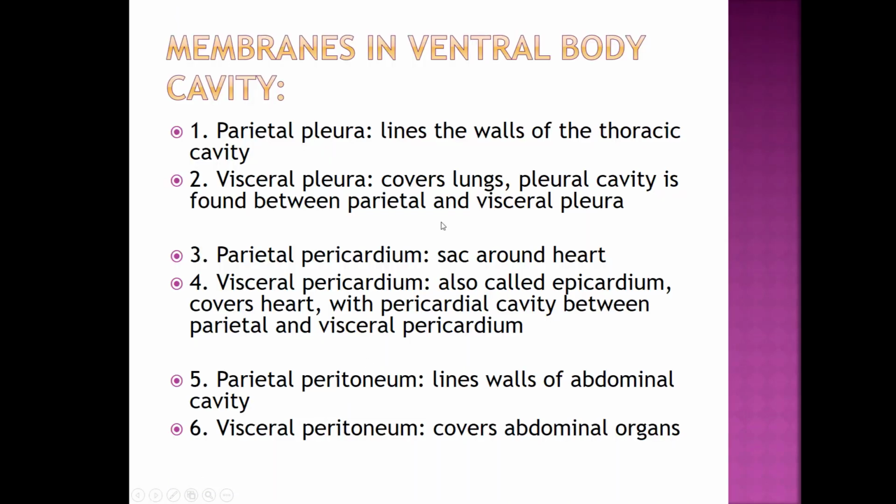So in our cavities with our lungs, we have parietal pleura, which lines the walls of the thoracic cavity. We have visceral pleura that covers the lungs, and the pleural cavity is found between the parietal and visceral pleurae.